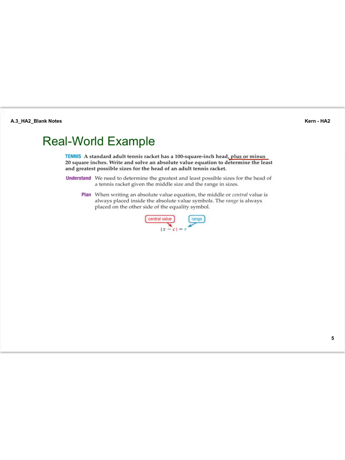Write and solve an absolute value equation to determine the least and greatest possible sizes for the head of an adult tennis racket. Plus or minus are your key words here. When you set up an absolute value problem, the plus or minus number is gonna be what you set it equal to. Okay, so 20 square inches is after the plus or minus, so that goes on the other side of the equal sign.